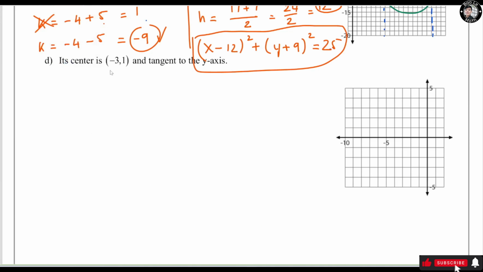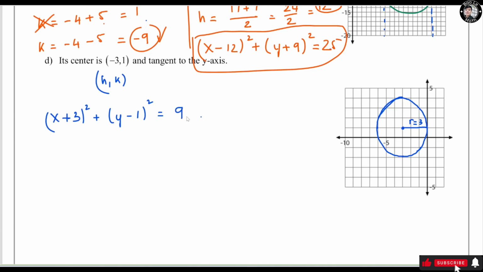Now, question D, center h and k equals negative 3 and 1, tangent to the y-axis. So negative 3 and 1 is going to be right here. Tangent to the y-axis, so it tells us that the radius is 3, right? And if you graph the circle, it could be something like this. So you have the equation x minus h, but h equals negative 3, so it would be x plus 3 squared plus y minus 1 squared equals 9, right?